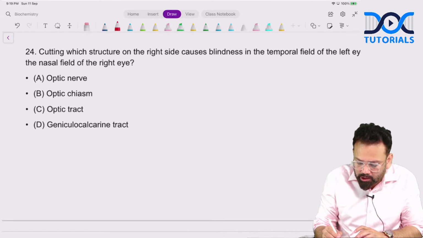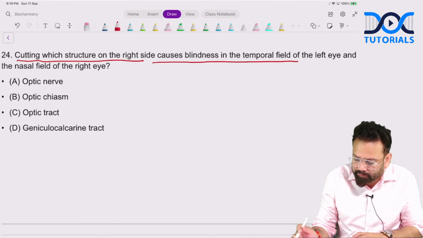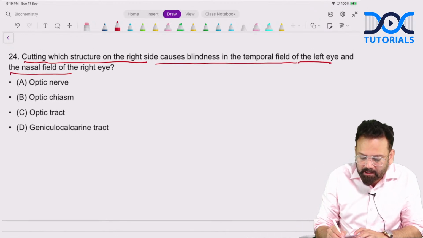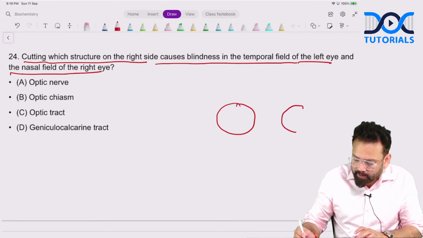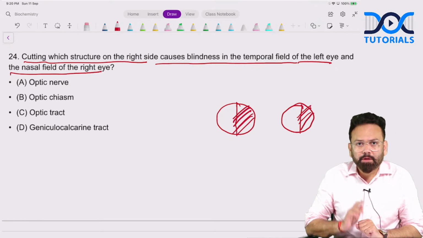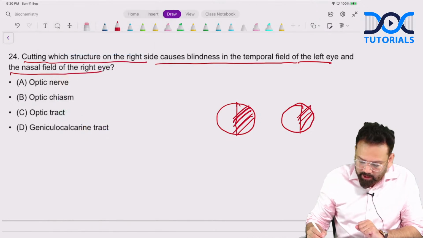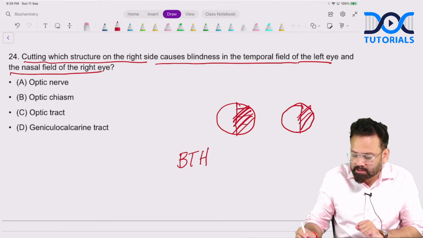Cutting which structure on the right side causes blindness in the temporal field of the left eye and the nasal field of the right eye? This is your temporal field of the left eye, and the nasal field of the right eye. There are two types of hemianopia. Remember this mnemonic: one is bitemporal hemianopia, the other is homonymous hemianopia.